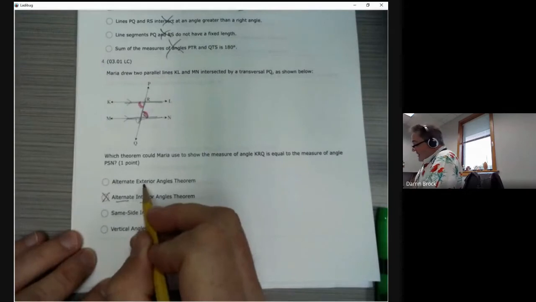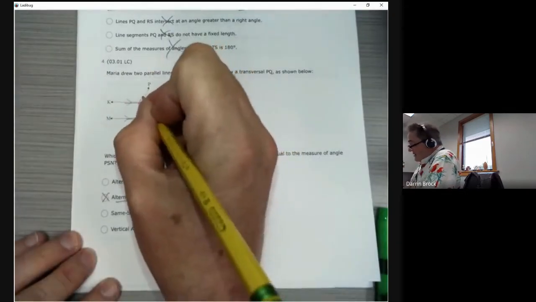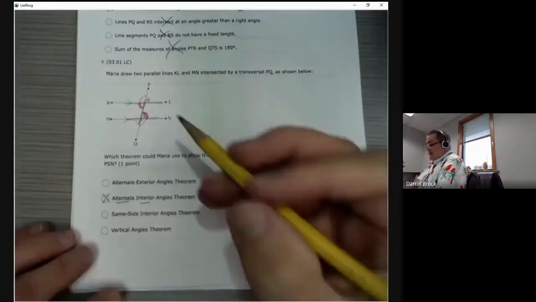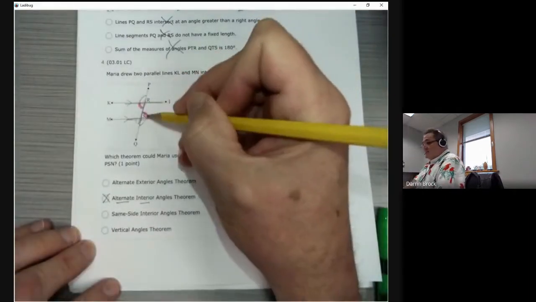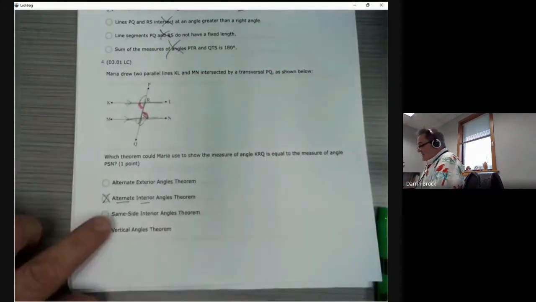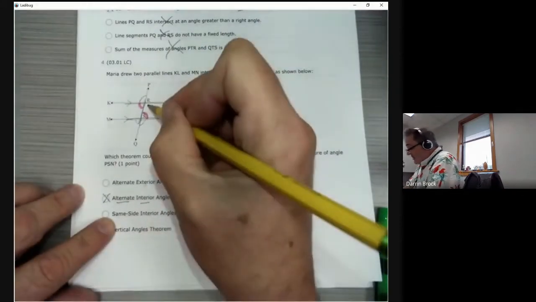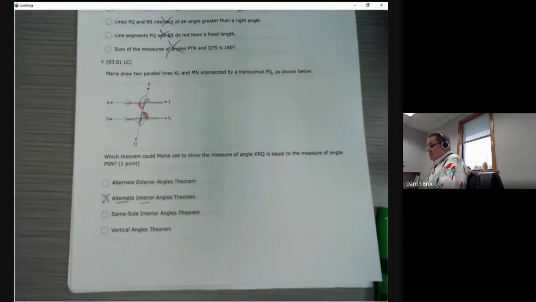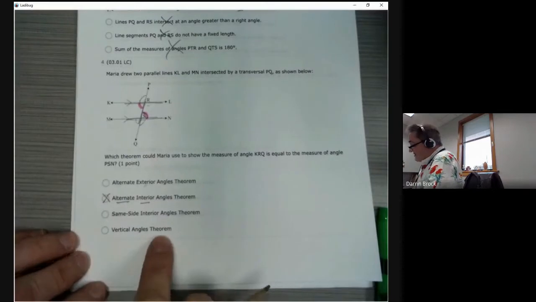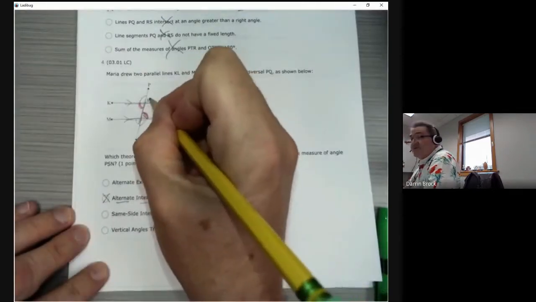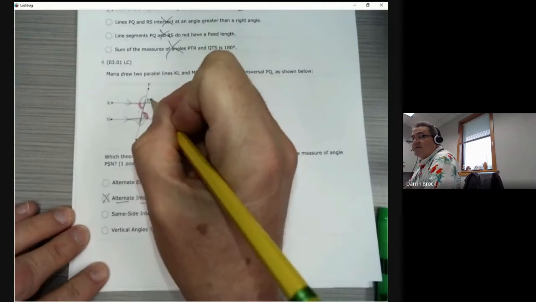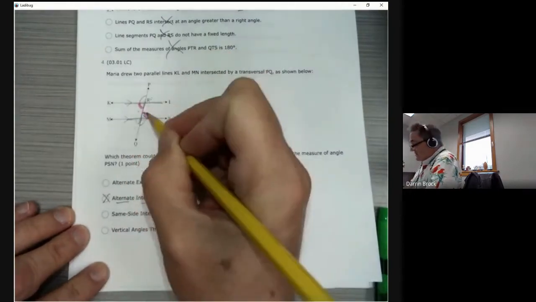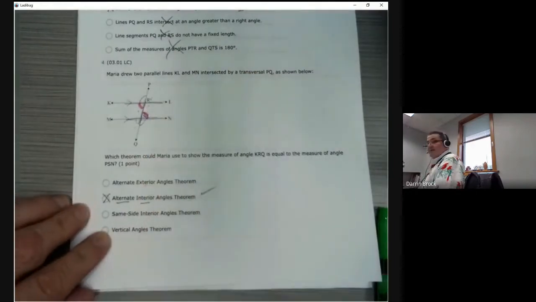Exterior angles, that would be like this one and this one. Alternate exterior, outside of the parallel lines. See, that would be exterior. Same side interior would be this one and the one above it. And those are not equal to each other. Those equal 180 degrees. And vertical angles would be like this pink one and this one over here, right? Across from each other, or this one and this one down here would be vertical angles. So this is alternate interior angles. That's going to be our answer.